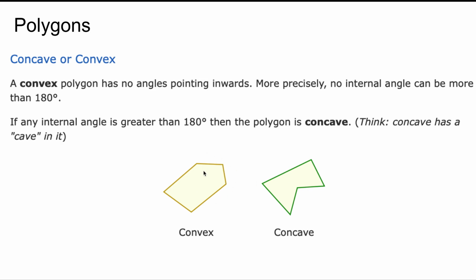Otherwise it's convex. So regular polygons, like an equilateral triangle, square, octagon, heptagon, whatever we have, are convex, right? So a convex polygon has no angles pointing inwards like that. No internal angle is more than 180 degrees. So let's take a look at this. A straight line comes here, it is less than 180. Same here, less than 180, less than 180, less than 180, less than 180. Then it is convex.